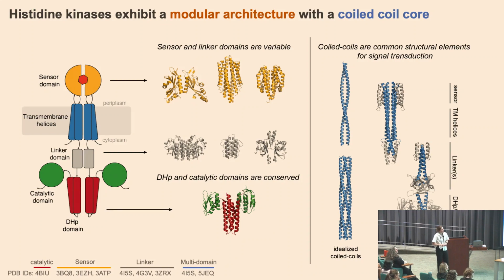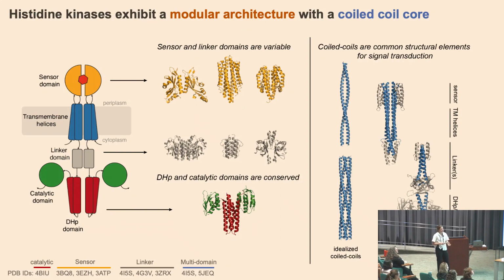And so coiled coils are assemblies of alpha helices with idealized ones shown on the left. And on the right are the longest structures we have to date of any transmembrane histidine kinases. So they're still truncated, but it does give us some insight into the fact that regardless of what the actual domains look like, at the core of them is this alpha helical assembly.